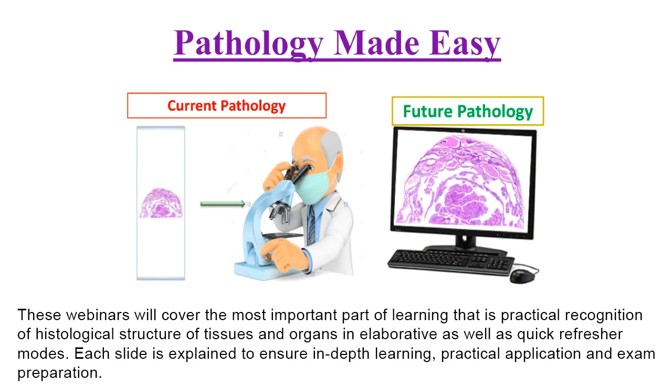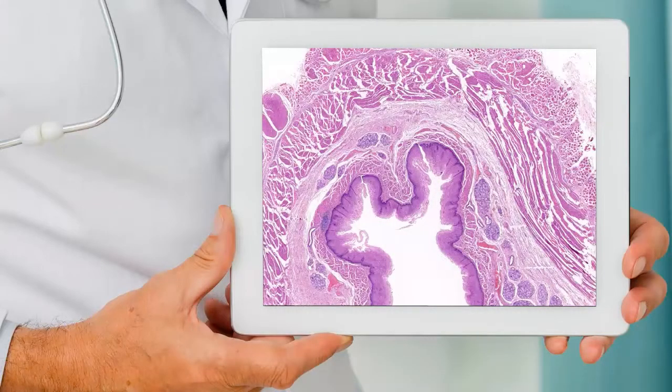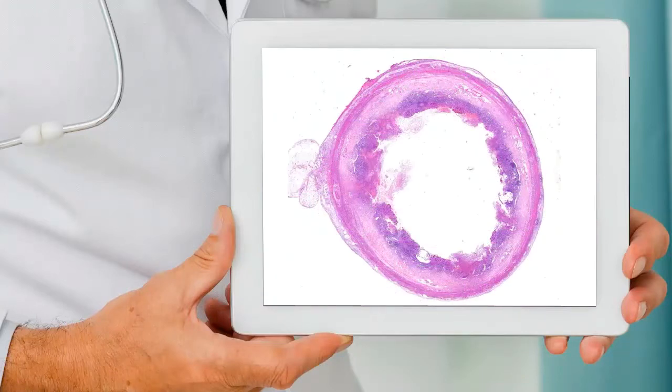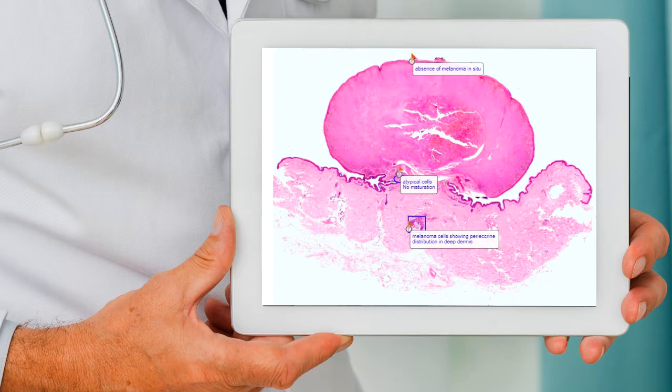With this motto, the webinars will cover the most important part of learning, that is, practical recognition of morphological structure of tissues in elaborative, as well as quick refresher modes. Each slide will be explained to ensure in-depth learning, practical application, and exam preparation.